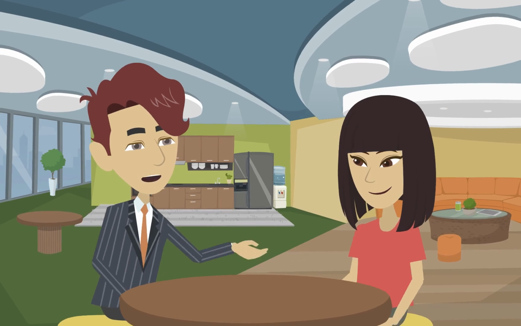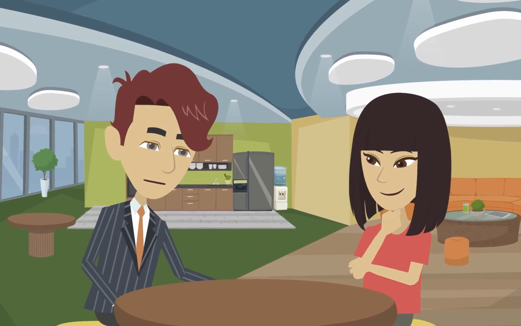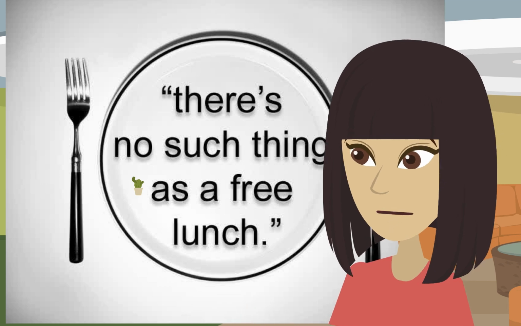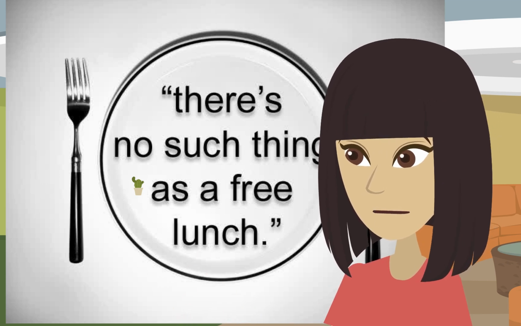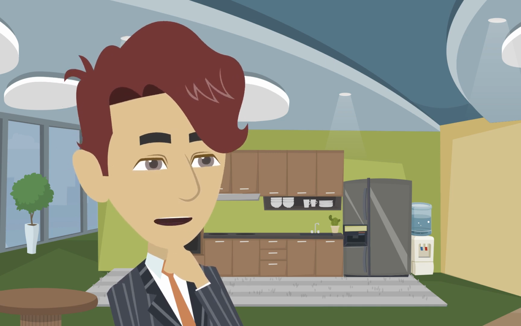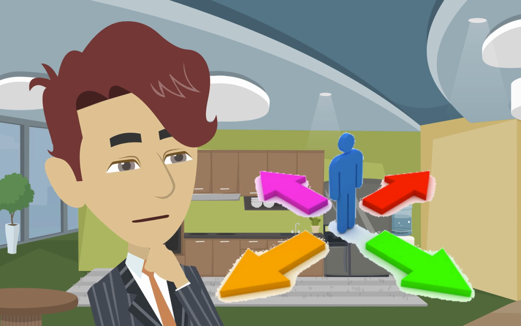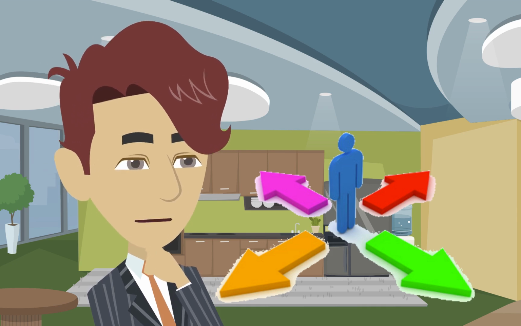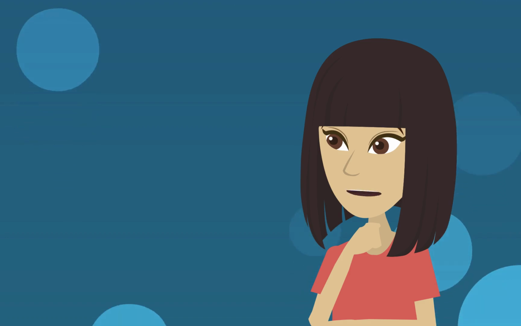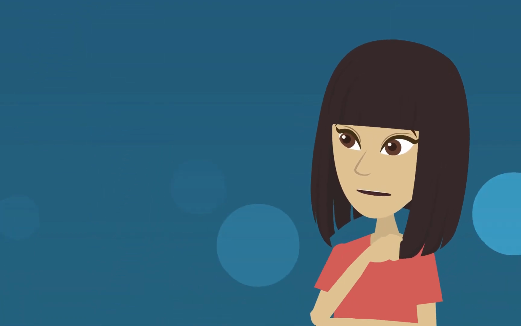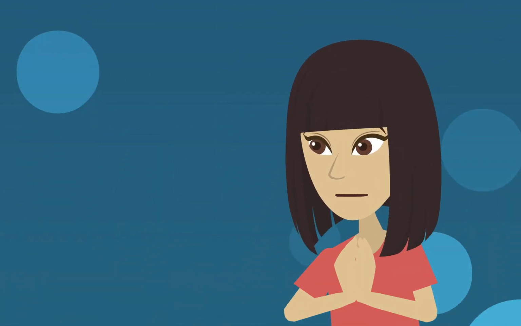Have you ever heard the saying there's no such thing as a free lunch? No, I haven't. What does that mean? It means that to get one thing we want, we usually have to give up something else we want. This is the concept of trade-offs in economics. Oh, I see. Can you give me an example of a trade-off?